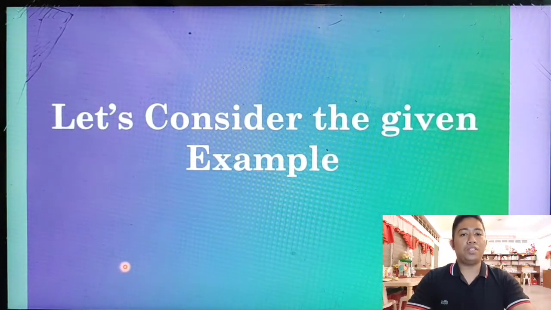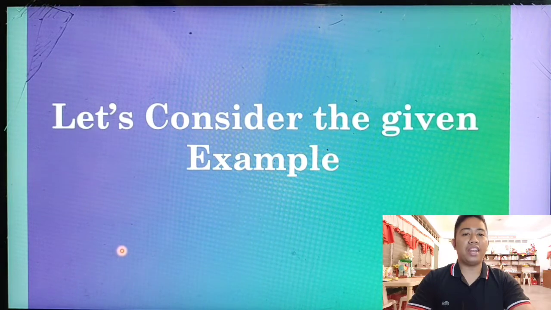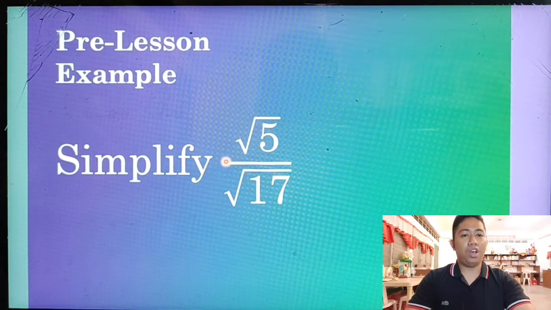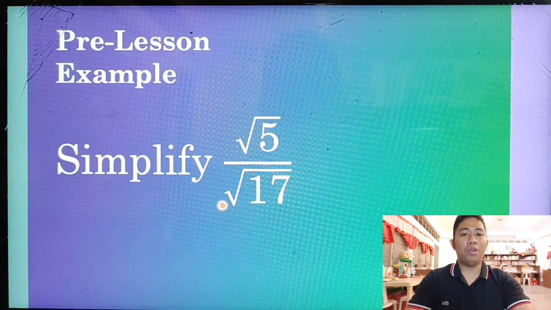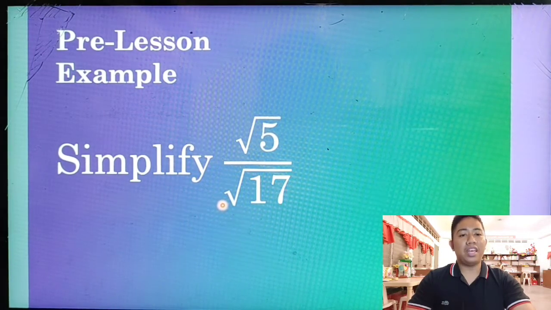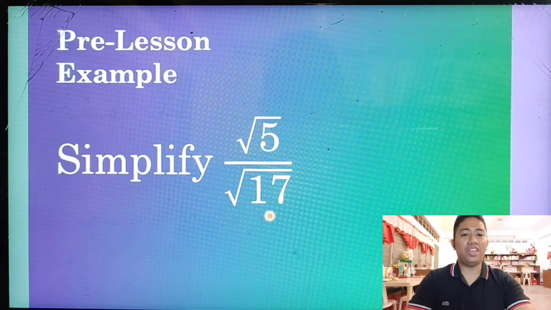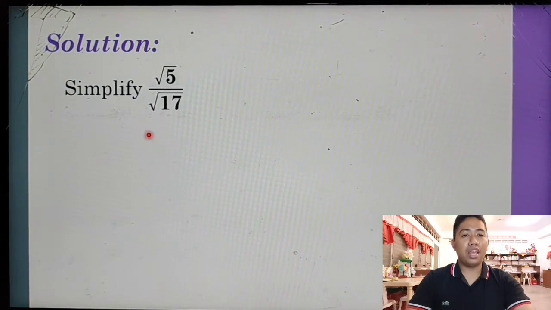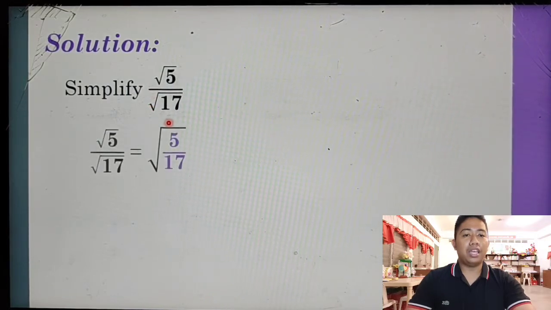So let us proceed to the next part of this topic. In connection with our previous topic, let's consider the given example. How will you simplify the square root of 5 over the square root of 17? My dear viewers, we all know how to simplify this radical expression, as we have already learned in the previous video. Let us recall that we apply the quotient rule to this radical expression.